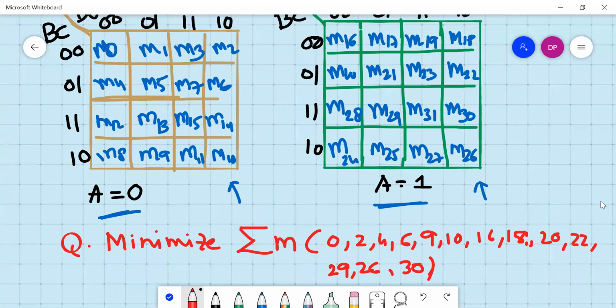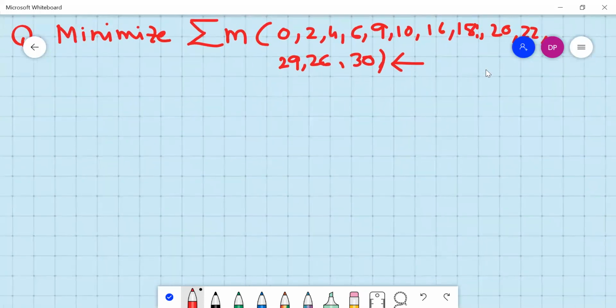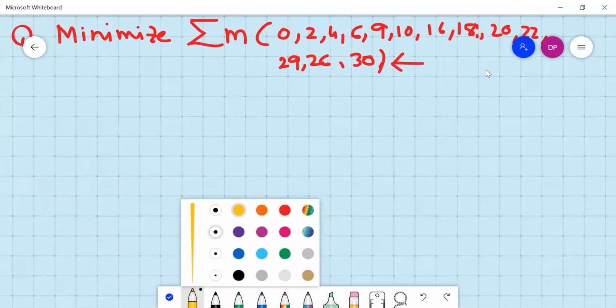So how to do? These are the min terms given and you are asked to minimize this. From this expression, it is evident that this is a 5-variable K map, as the last value is 30, which is less than or equal to 31. Now let's substitute this in the K map and I will tell how to minimize this. So let's take the first K map.